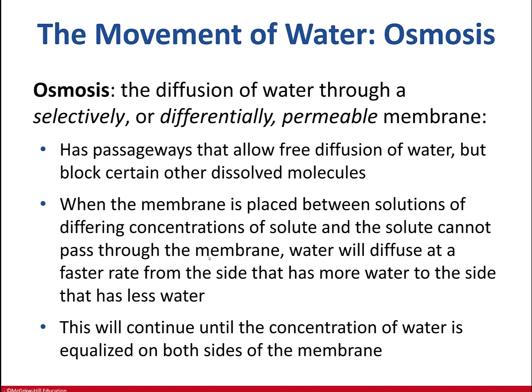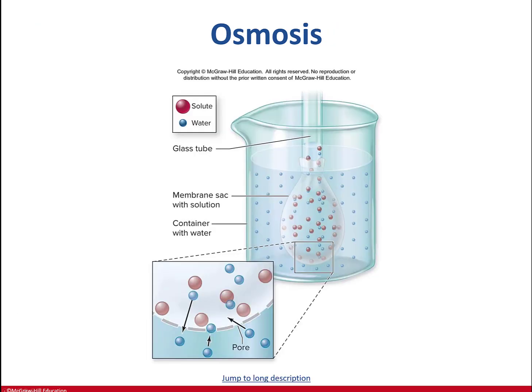Things that can't pass through it, of course, are taking up valuable space, and so the water has to compensate by making up for that space. That is osmosis from your professor's point of view. This will continue until the concentration of water is equalized. So there you go. Osmotic pressure is the effects of gravity on the water, and it will equalize on both sides of the membrane at a given time.